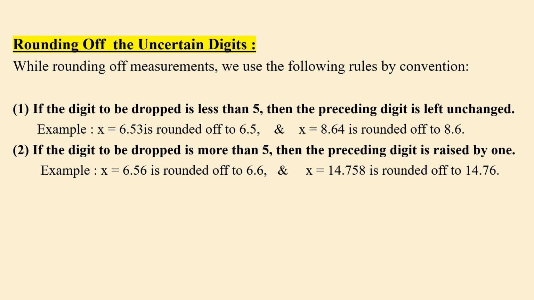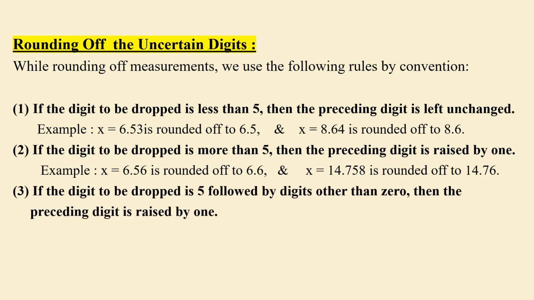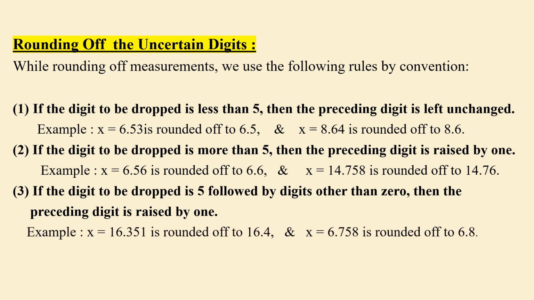2. If the digit to be dropped is more than 5, then the preceding digit is raised by 1. Example, x = 6.56 is rounded off to 6.6, and x = 14.758 is rounded off to 14.76. 3. If the digit to be dropped is 5 followed by digits other than 0, then the preceding digit is raised by 1. Example, x = 16.351 is rounded off to 16.4.